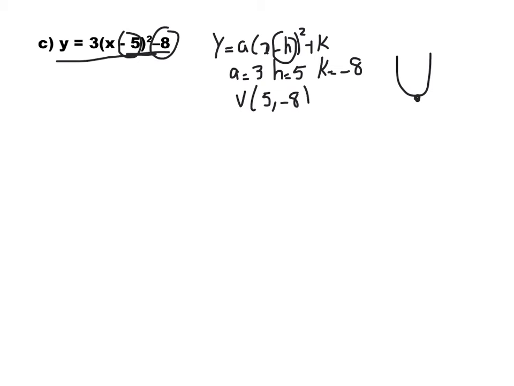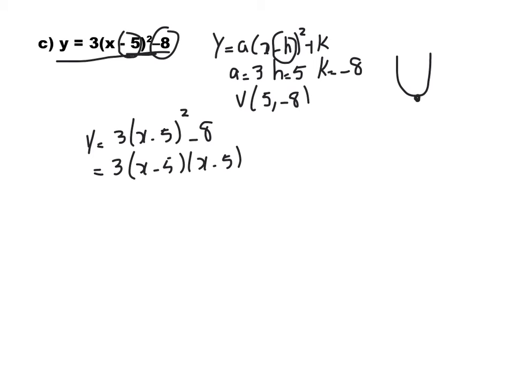Now let's change this into standard form. So y is equal to 3(x minus 5) squared minus 8. Again, this is the same as (x minus 5) times (x minus 5) minus 8. I multiply every term of the first bracket with every term on the second one. So x times x and x times negative 5. X times x is x squared. X times negative 5 gives me negative 5x.